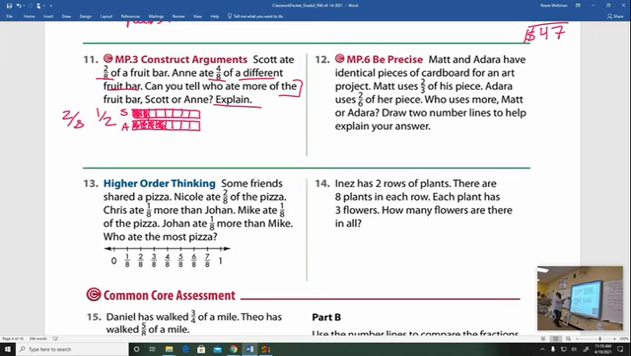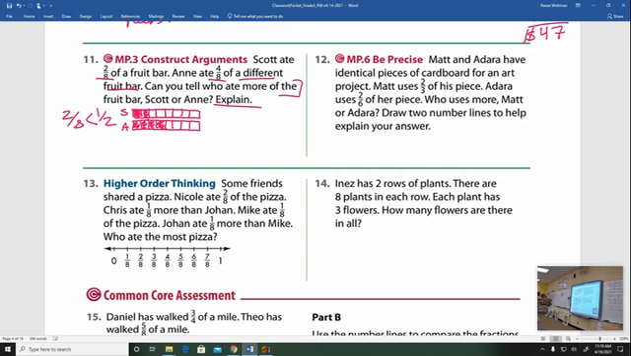But look at the picture, guys. When in doubt, draw it out. Anne ate more. Anne ate more. Good sentences, though. I like your sentences. Test it. Okay. Let's move on. Does that one make sense, guys?